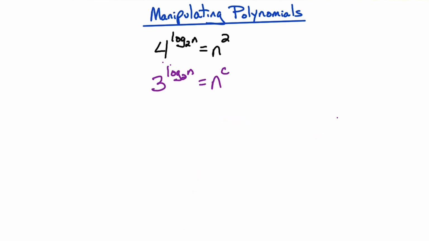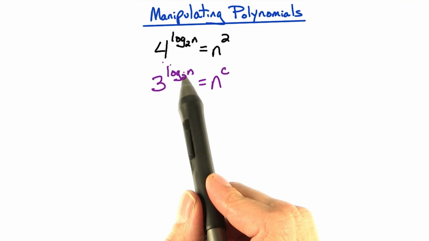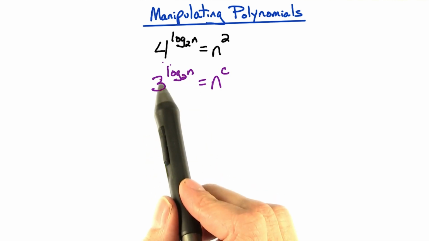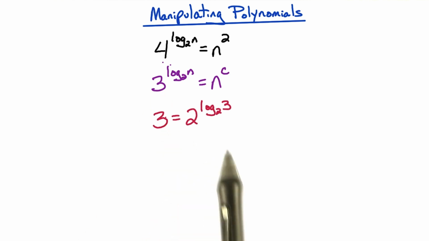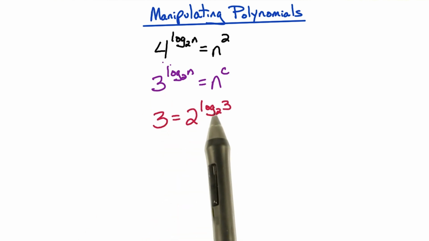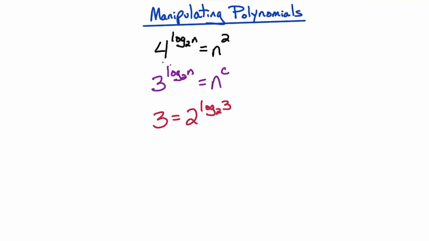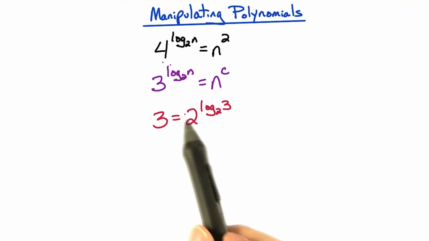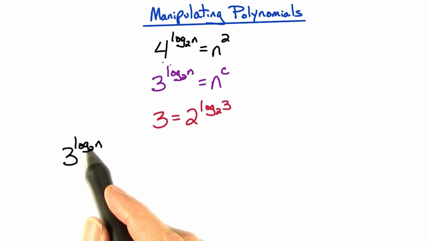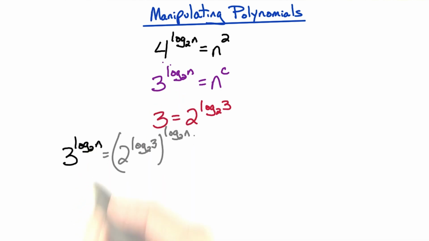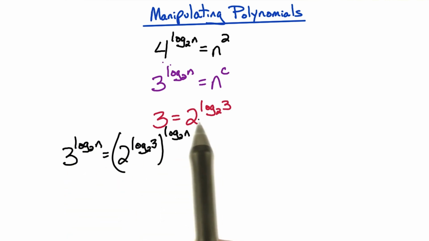So let's see the basic recipe for converting this into a polynomial. The key is that the base of this log is 2, so I want to change this base from 3 to 2. Well, 3 is the same as 2 raised to the power log base 2 of 3. That's by the definition of log. So let's substitute this into the expression: we have 3 raised to the power log base 2 of n, and then we replace 3 by this expression.